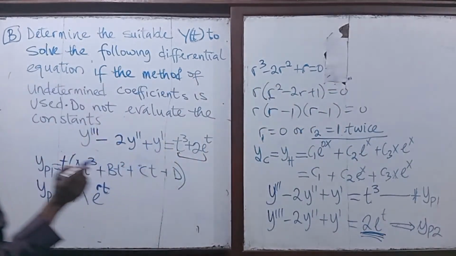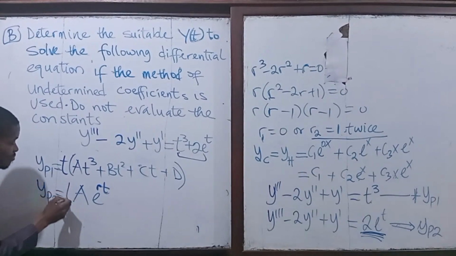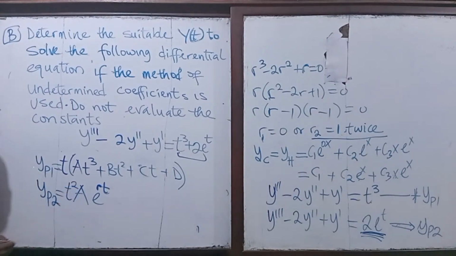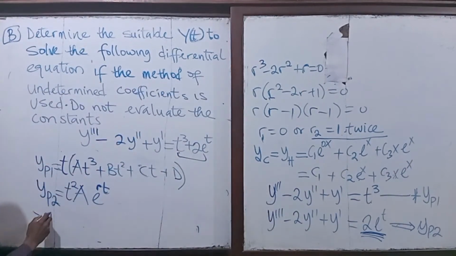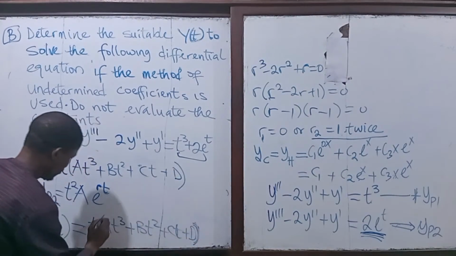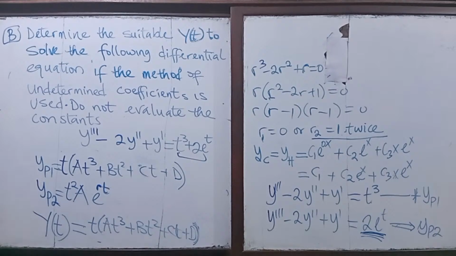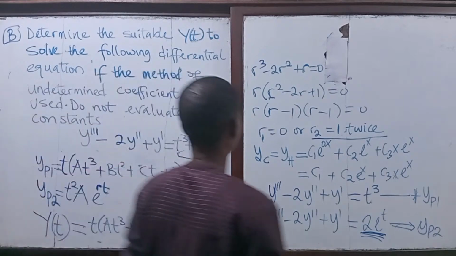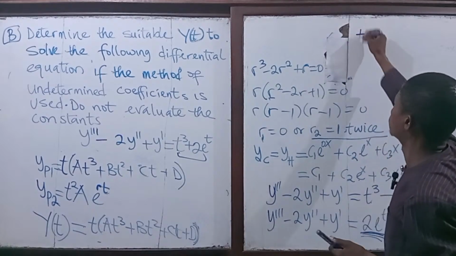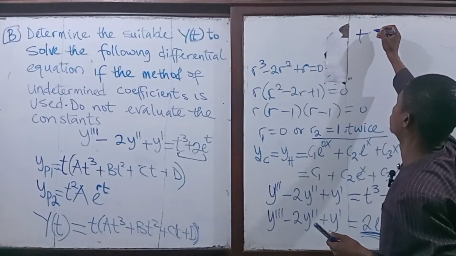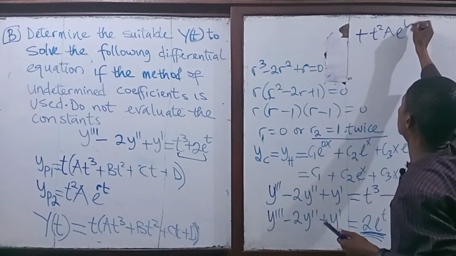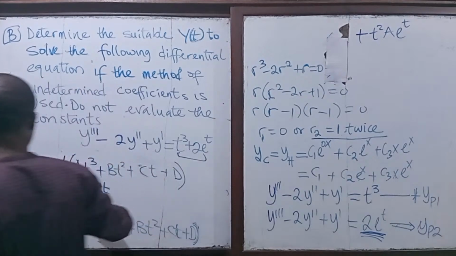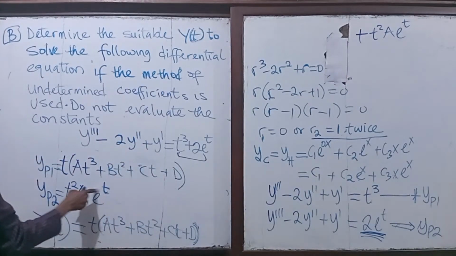When you have a repeated root, you're going to multiply that function by t squared. And that will now give us the solution they're asking us for. Close the brackets, and then plus the second one, plus t squared a times e to the power t. Your r is 1, so there's no need to put the r, just for explanation's sake.